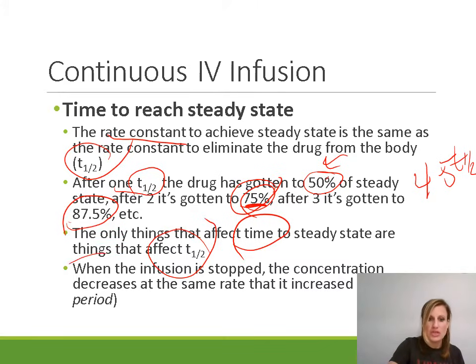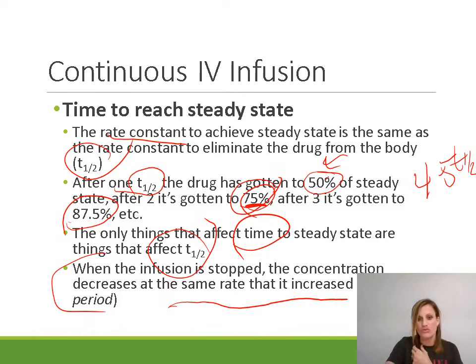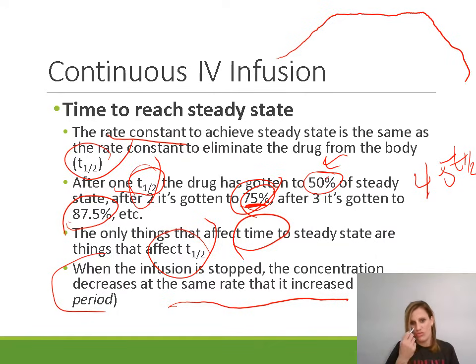When the infusion is stopped, the concentration is then going to decrease. And it's going to decrease at the same rate that it increased, right? Because remember, the rate constant's the same. So like the same exact rate that it went up to get to steady state, if you stop the infusion, it'll go down at the exact same rate, right? Based on the half-life. We call that the washout period.